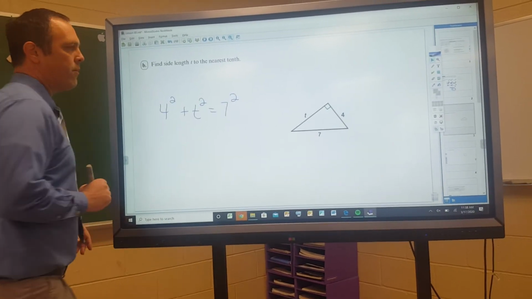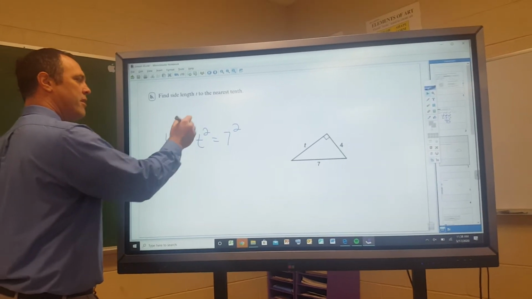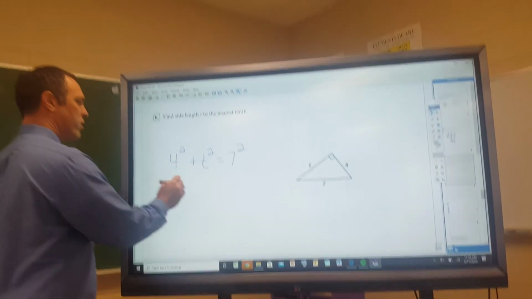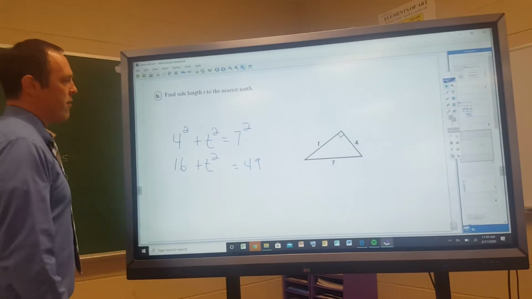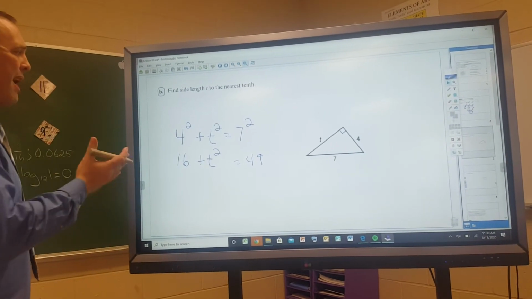All right, so you should have it set up this way: 4 squared plus T squared equals 7 squared. Now we're going to work this out. What is 4 squared? 4 squared is 16. What is 7 squared? 7 squared is 49. Now, working out the equation, we want to get T by itself.